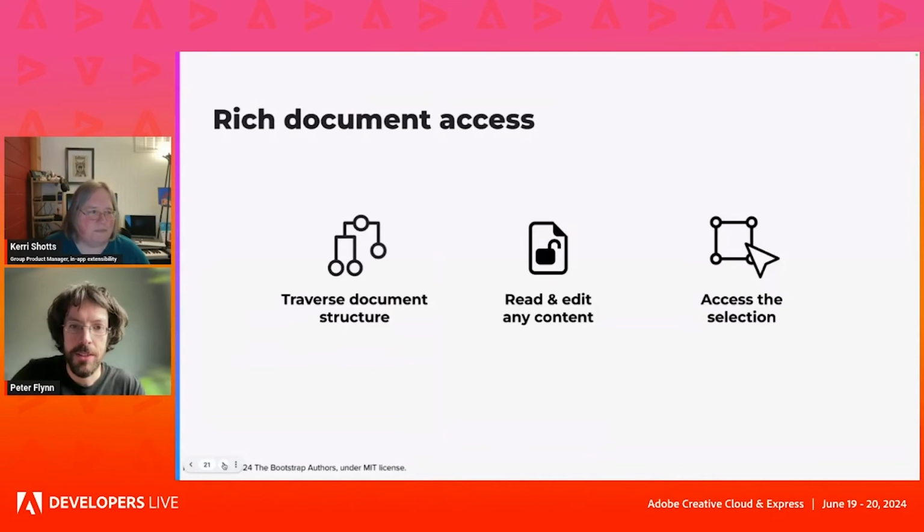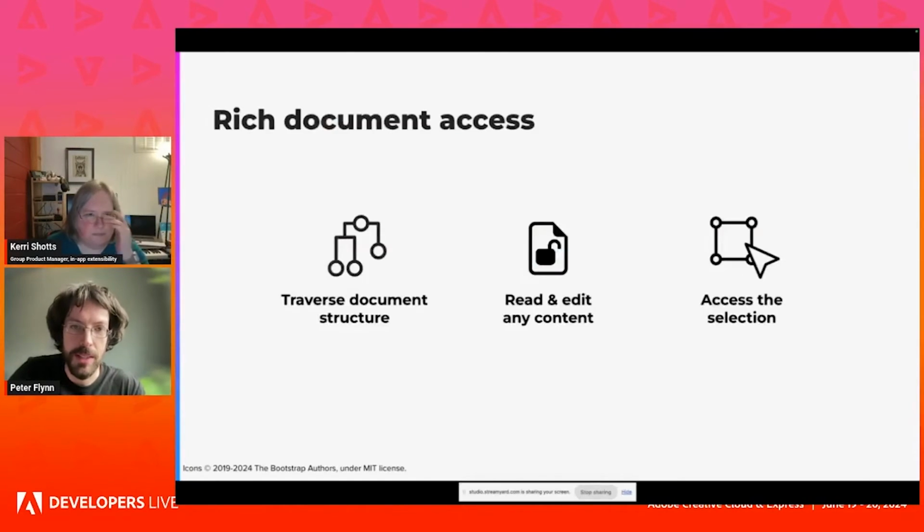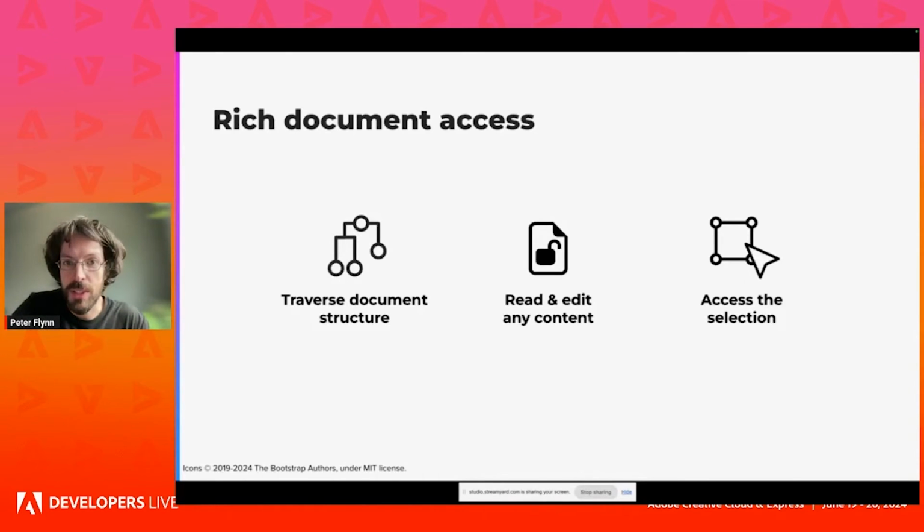Thanks, Kerri. So at the end of last fall, we launched a huge new set of APIs that provide rich and really detailed access to the content of the user's Express document accessible from your add-on code. So you can traverse the document structure, understand the organization of the user's document across pages and things like that. And then you can access any of that content, and you can also edit or delete content across the entire document structure at any time. So there's no edit context or other limited scopes to deal with here.